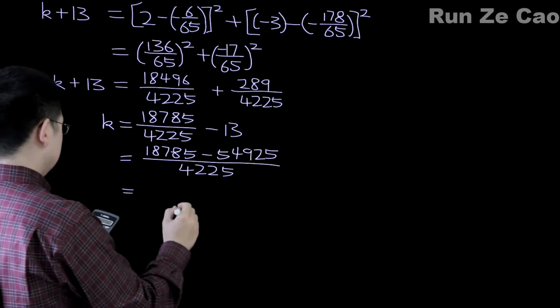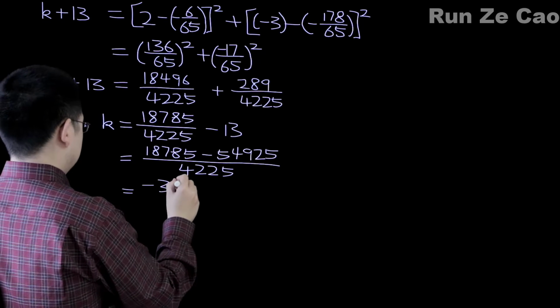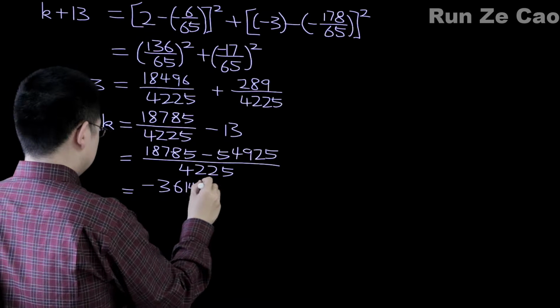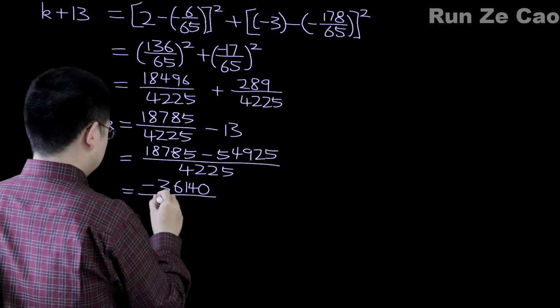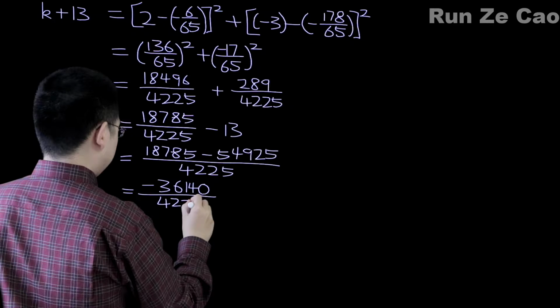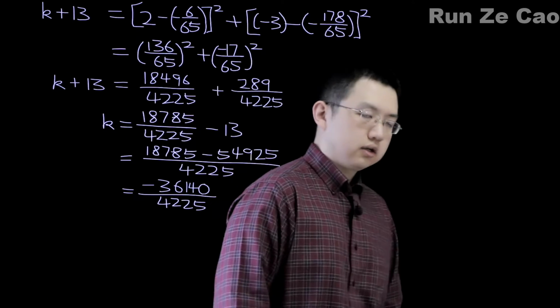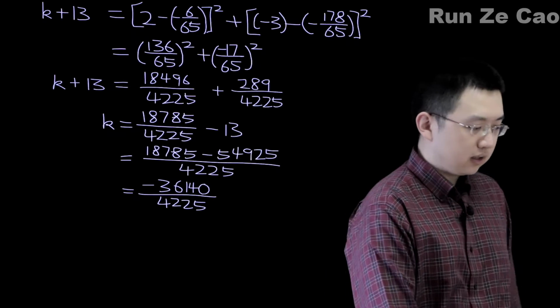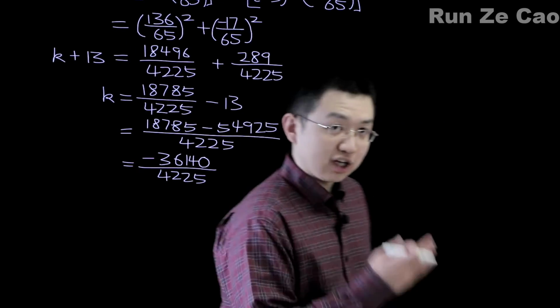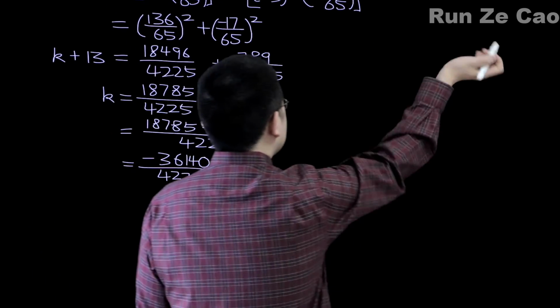So we're dealing with negative 36140 over 4225, because actually going through and crossing out to rewrite the factors is most likely going to be longer. Let's do it this way.